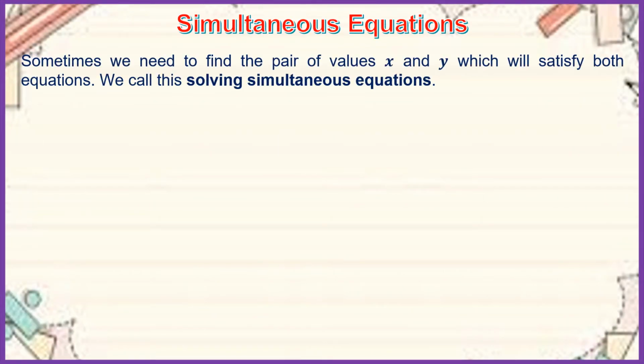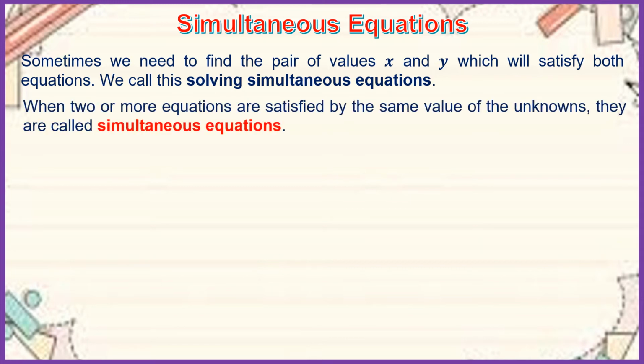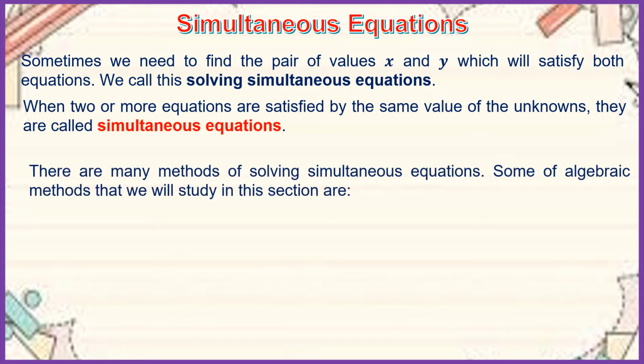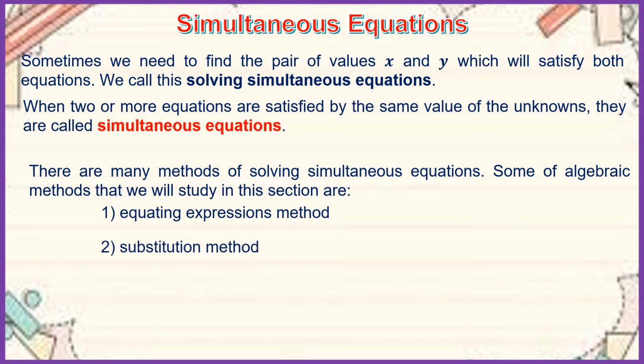Simultaneous equations. Sometimes we need to find the pair of values x and y which will satisfy both equations. We call this solving simultaneous equations. When two or more equations are satisfied by the same value of the unknowns, they are called simultaneous equations. There are many methods of solving simultaneous equations. Some of the algebraic methods that we will study in this section are equating expressions method, substitution method, and elimination method.